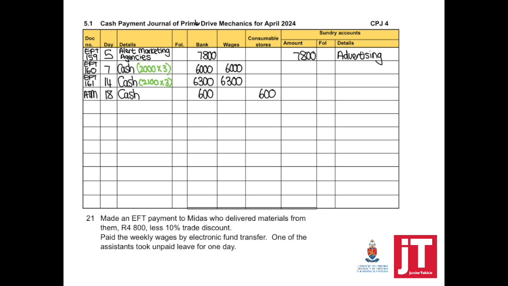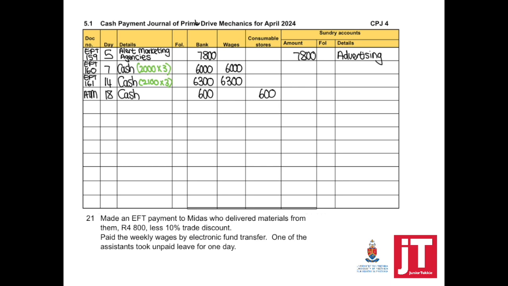Day 21. Made an EFT payment to Midas for delivered materials, 4,800 less 10% trade discount. On the same day, paid the weekly wages by electronic fund transfer. One of the assistants took unpaid leave for 1 day. So these 2 transactions again are a little bit more challenging. The easy part is knowing where to take it. The difficult part is now just figuring out what the amount is.